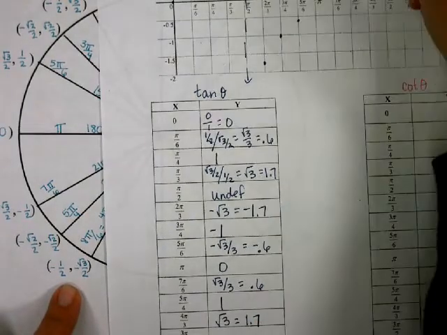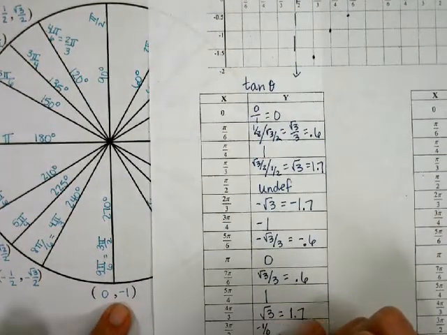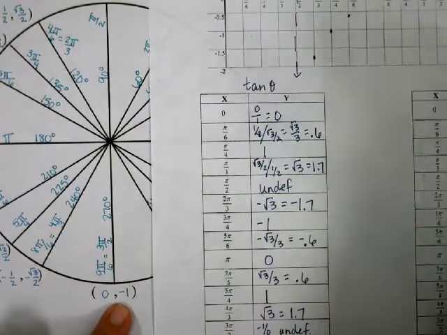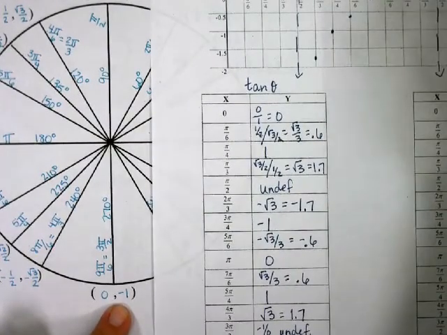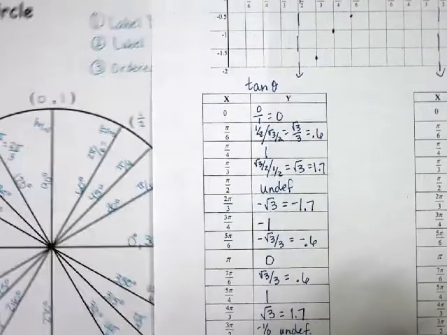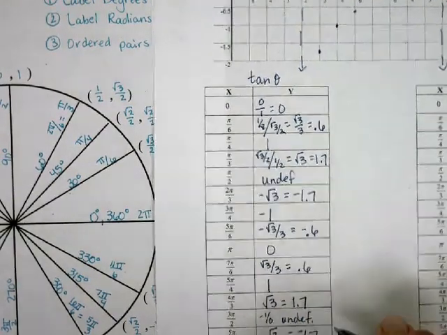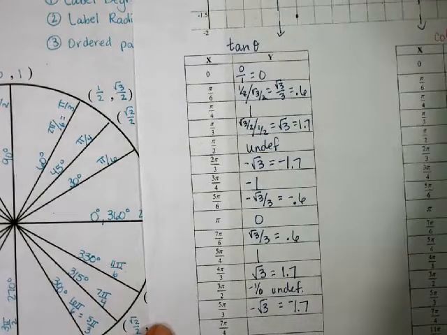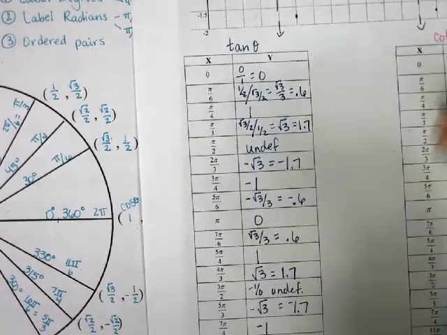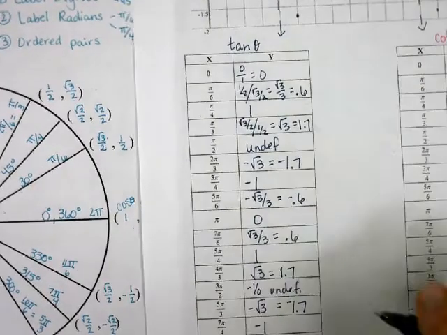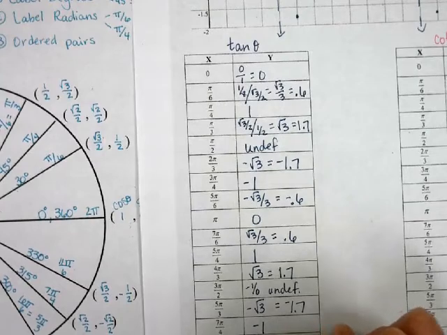3 pi over 2, negative 1 over 0. So undefined. Another asymptote. 5 pi over 3 gives me a negative root 3, so negative 1.7. 7 pi over 4 gives me a negative 1. 11 pi over 6 gives me a negative root 3 over 3, so negative 0.6. And 2 pi, I'm back to 0.